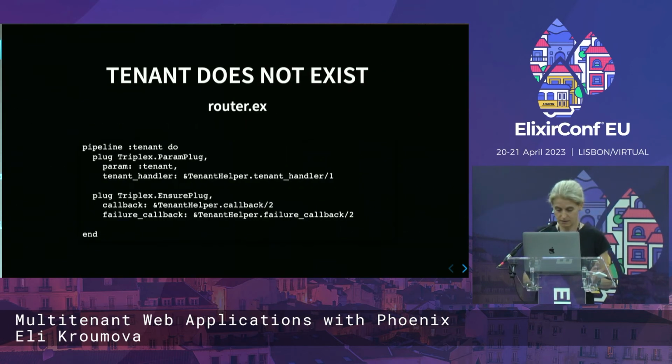And finally, we have to consider the case when the tenant that the user provides as part of the URL does not exist, but Triplex already has a special plug for this case where you can define the callbacks in case the tenant is not found in your database.